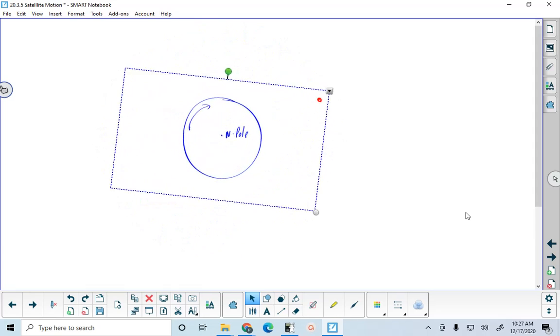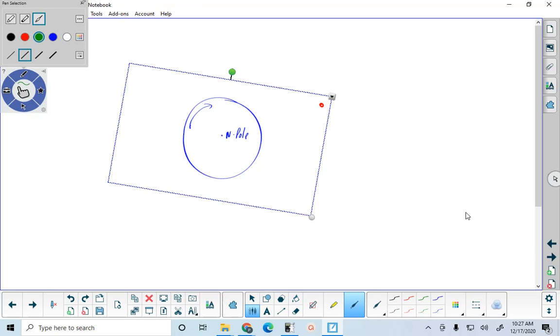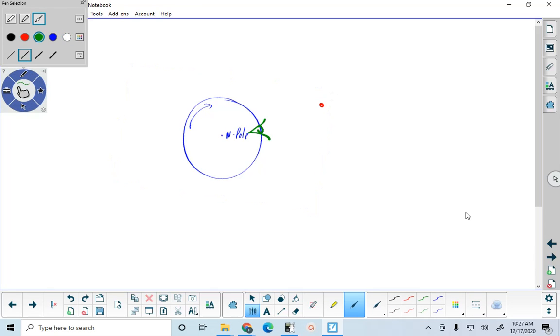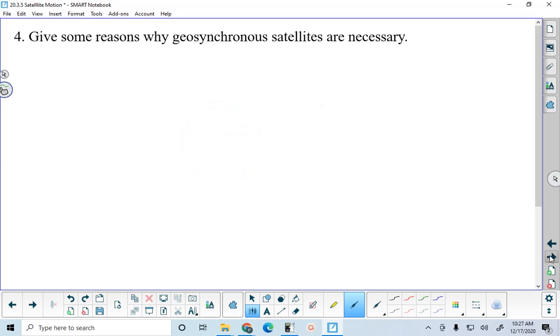Now, how long does it take the Earth to go around once? 24 hours. So basically, a geostationary satellite has an orbital period of 24 hours. And if I'm standing on Earth looking up at this satellite, this is my eyeball, that satellite will appear stationary because as I move with the Earth, the satellite moves. So that's what a geostationary satellite is.